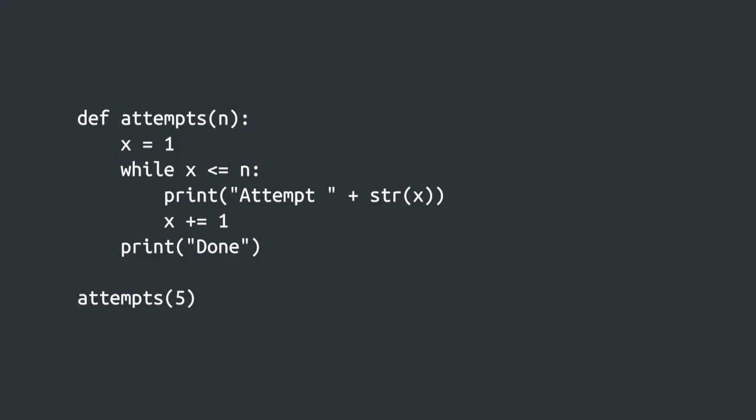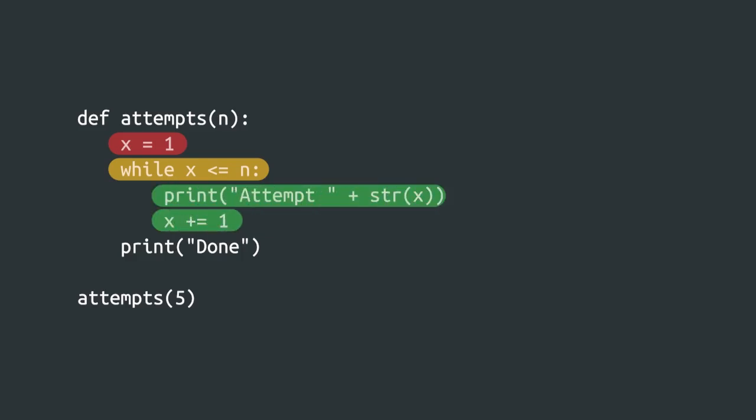In this example, we start out by initializing a variable called x. In this case, we initialize it with the value of 1. Then we enter our while loop, which checks to see if the value inside of the x variable is less than the parameter n that the function received. If that comparison evaluates to true, then the code inside the while block is executed.